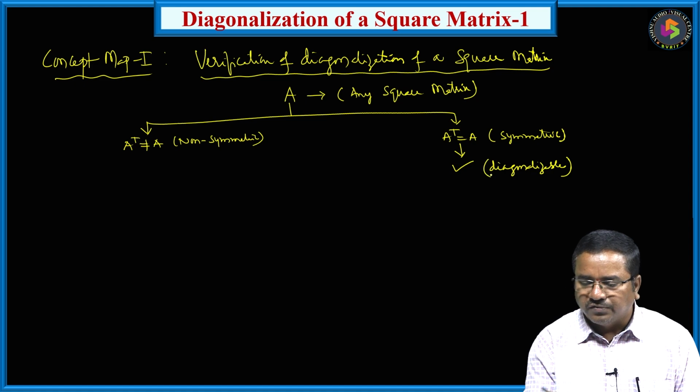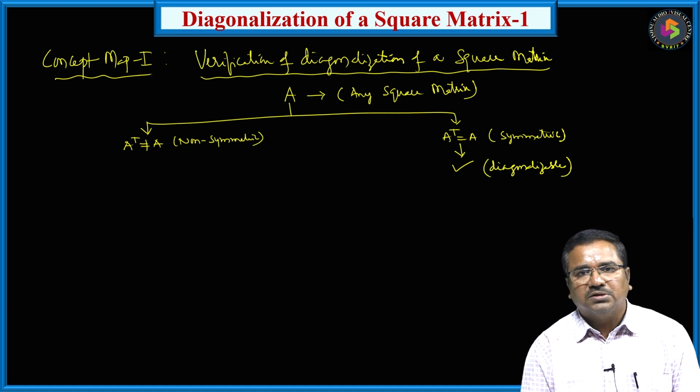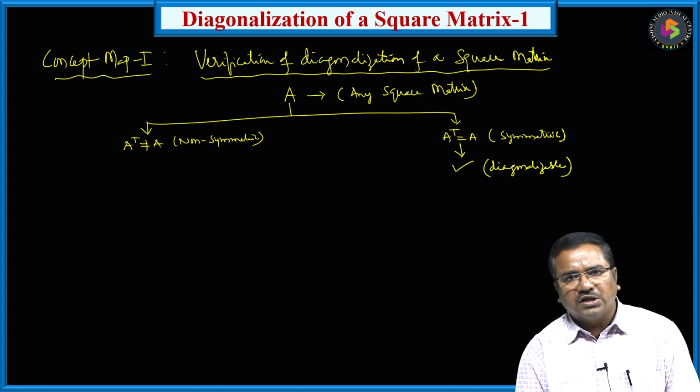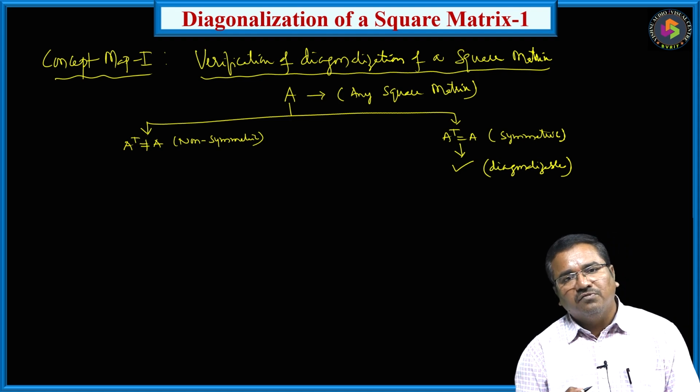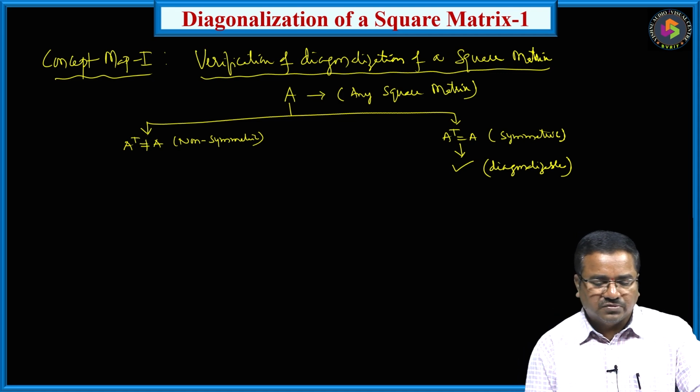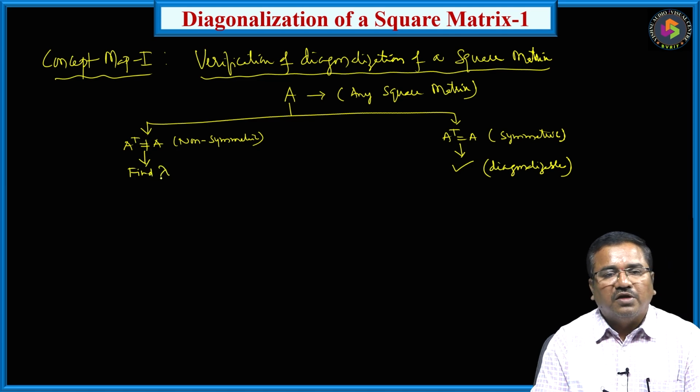Coming to the left side, the case of a non-symmetric matrix. For a non-symmetric matrix, we cannot say whether it is diagonalizable or not; it may or may not be diagonalizable. But compulsorily, we need to compute the eigenvalues. Find lambda. Hope you understand what lambda is. Lambda means we have to calculate the eigenvalues.